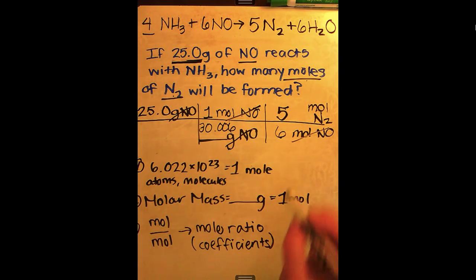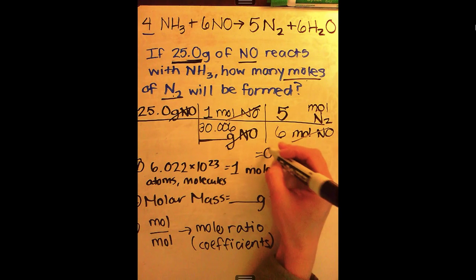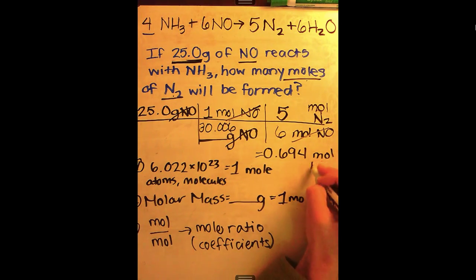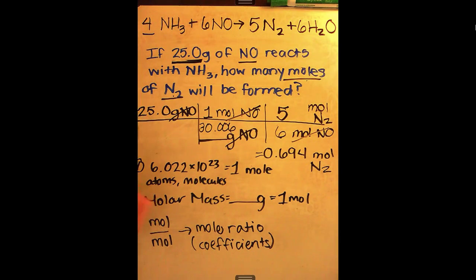And when I do that, I get 0.694 moles of N2, which has 3 significant figures, and if you look back at the original problem, it also had 3 significant figures.